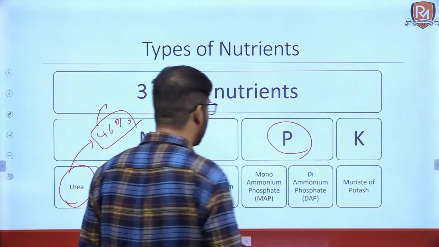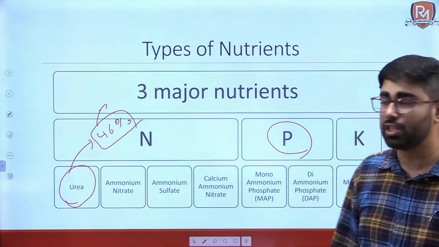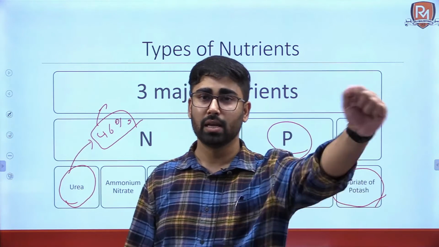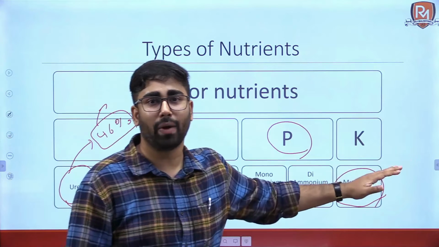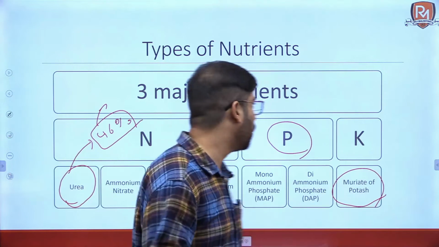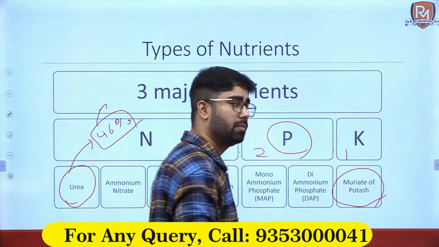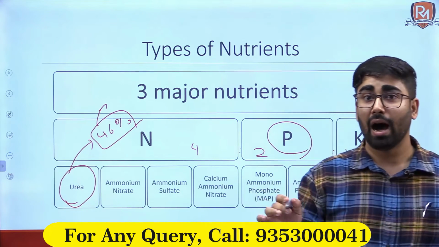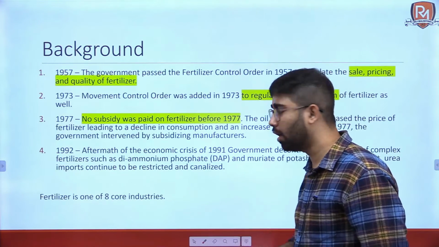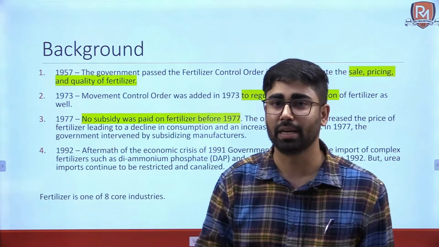Phosphorus is provided by monoammonium phosphate or diammonium phosphate, and potassium is provided by muriate of potash, NPK, what we call as. Now the ideal ratio that we have to provide for NPK is 4:2:1, okay. But we will be seeing how this ratio is being disturbed because of overuse of urea. But before that, let's see what the history of fertilizer subsidy in India is.